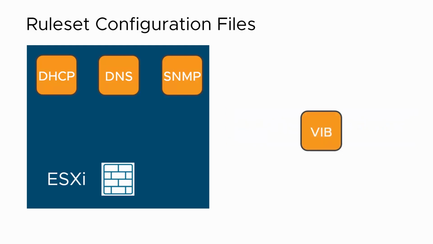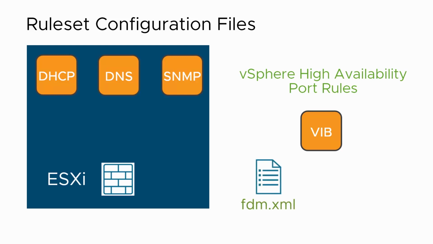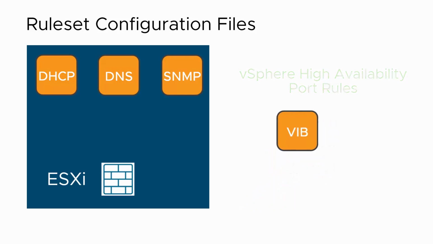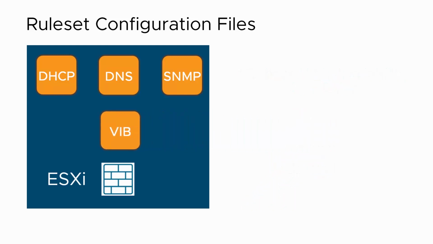You can add services to the ESXi firewall by creating and installing a VIB package that contains a rule set configuration file for the service. For example, the port rules for the vSphere High Availability Agent are described in fdm.xml.